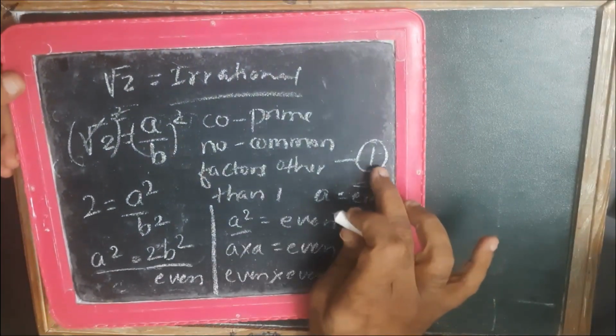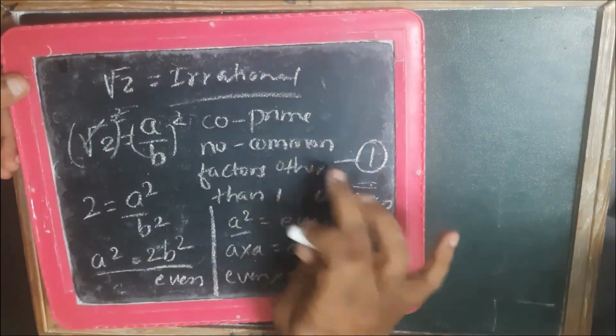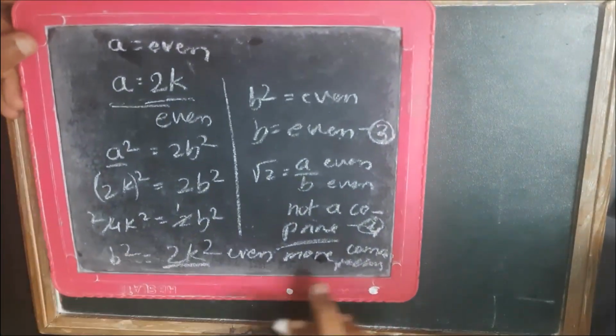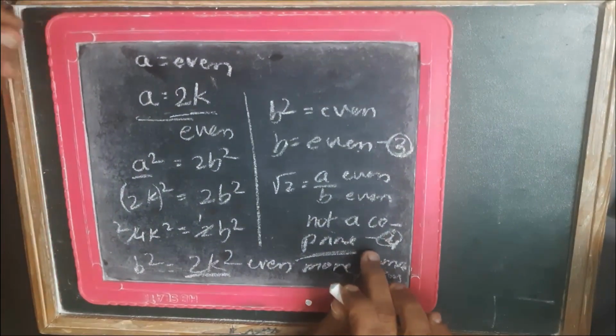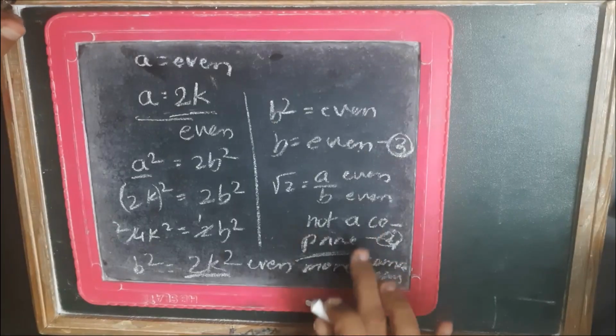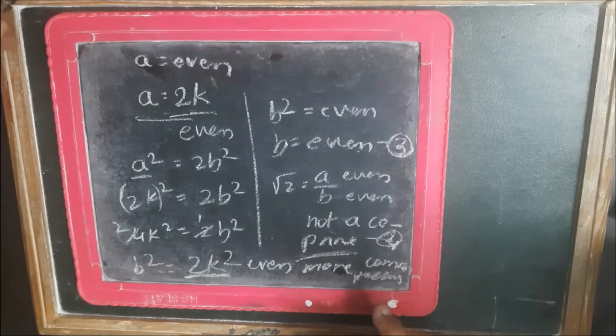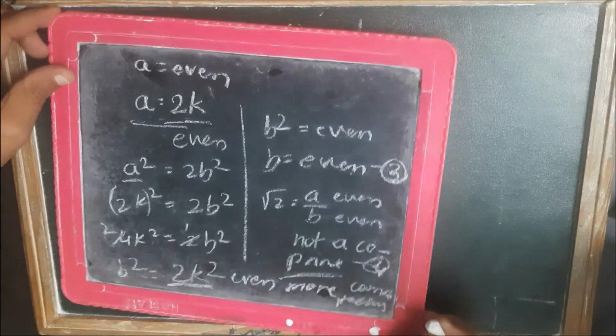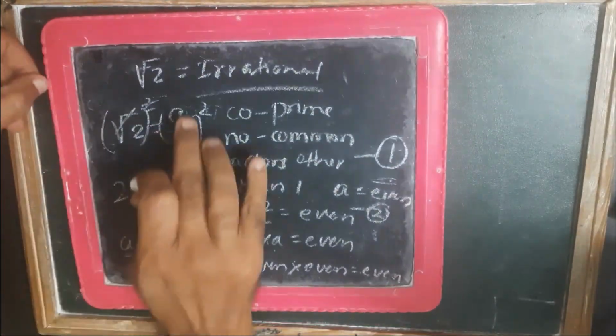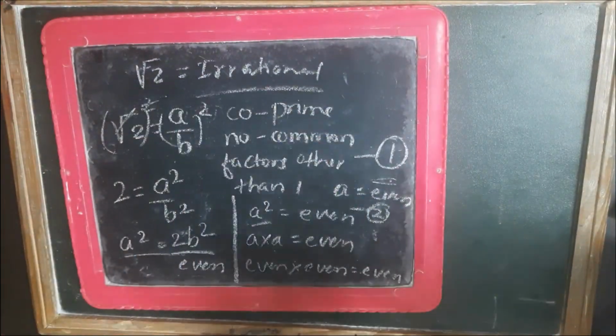And here you can see statement number 1 says it's a co-prime with no common factors. From statement 4, this is not a co-prime because it has more common factors other than 1. So from this we can say that square root of 2 is irrational. Thank you.